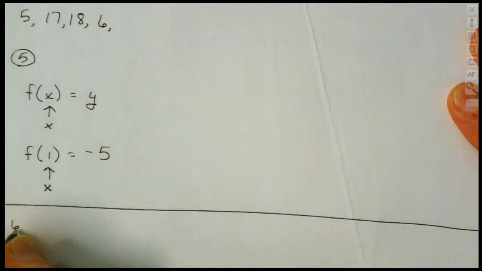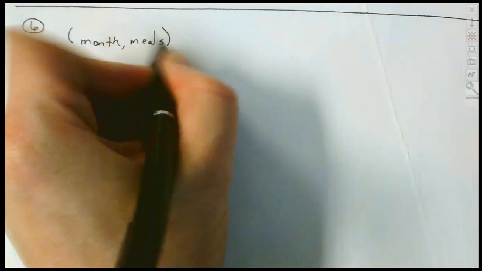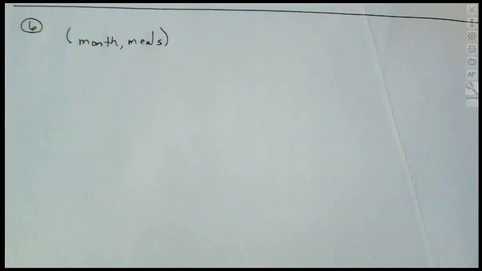for question 6, they don't necessarily have to be a number. When we look at these ordered pairs, they're going to be the month and the number of meals. So our ordered pairs are going to be the month that we're in, and then the number of meals that they served that month. So we're going to start off with January, and then we served 3,500 meals in January.